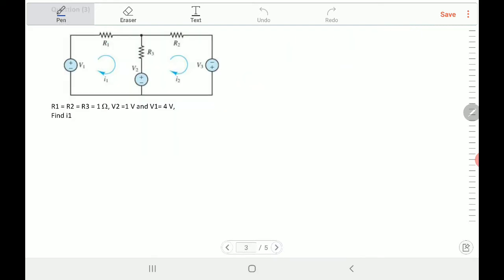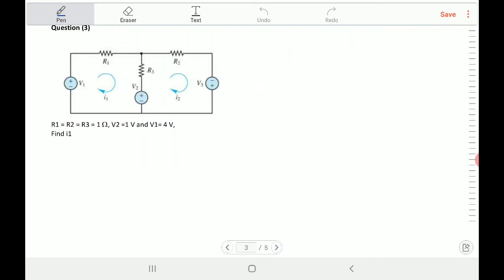Let's go to number 3. The question is R1 is equal to 1 ohm, R2 is equal to 1 ohm, R3 is equal to 1 ohm, and we need to find the current I1. Okay, and I2 is given also, that was missing. I2 is equal to 1 amp.